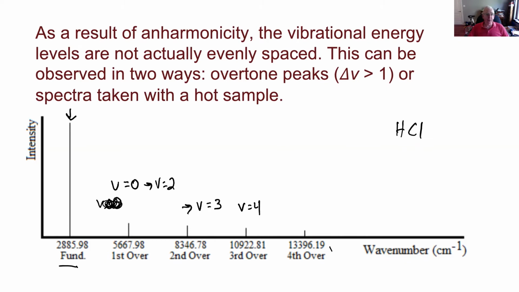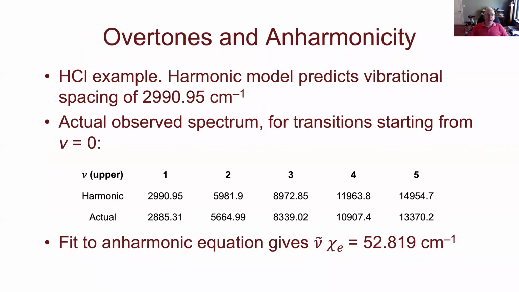Notice as I show this that the intensity is getting much smaller as we go higher up. These peaks get much harder to measure because we're breaking the harmonic oscillator selection rule, and the probability for this transition is much less, so we see a much smaller intensity. Here are the numbers for those observed transitions. These are the energies that are actually observed, and these are the energies if we had a harmonic oscillator.